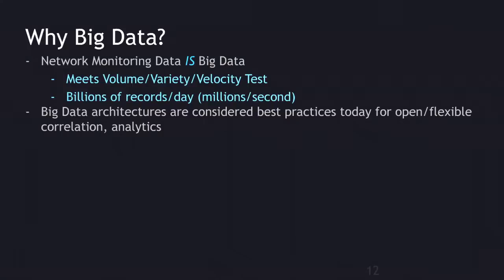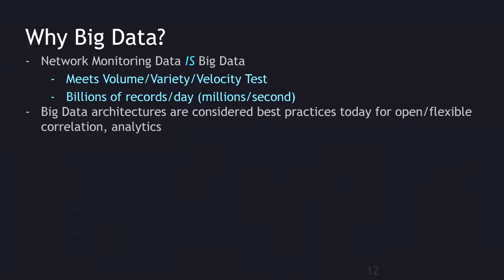The reason is that network monitoring data is big in volume, yes, but it actually meets all of the traditional big data 3V tests. Yes, there's a lot of volume. We're talking about billions of records of data the Kentik platform is inserting in the back end every day. Even millions per second, not unusual to be seeing those sorts of volumes of data. So that's a volume thing, and in part a velocity thing, but there's also variety, as we talked about.